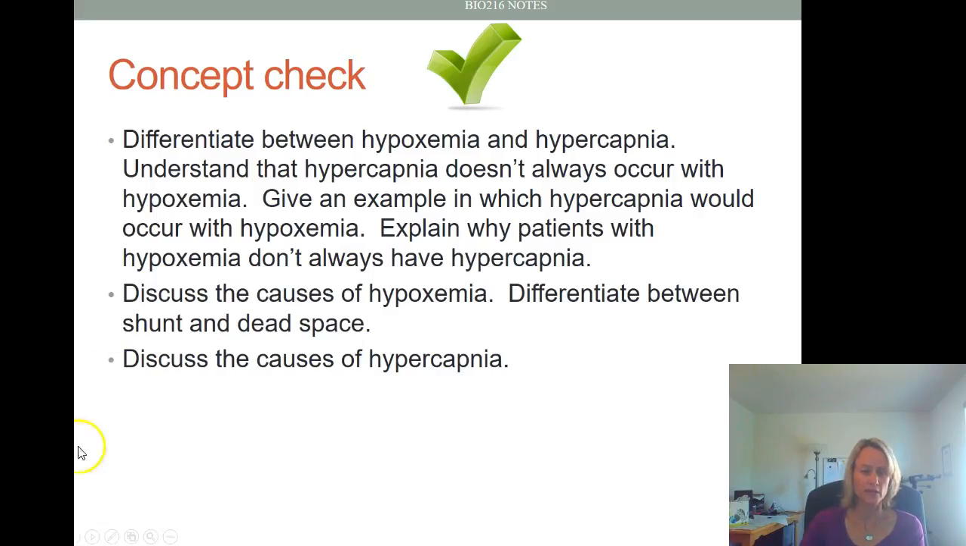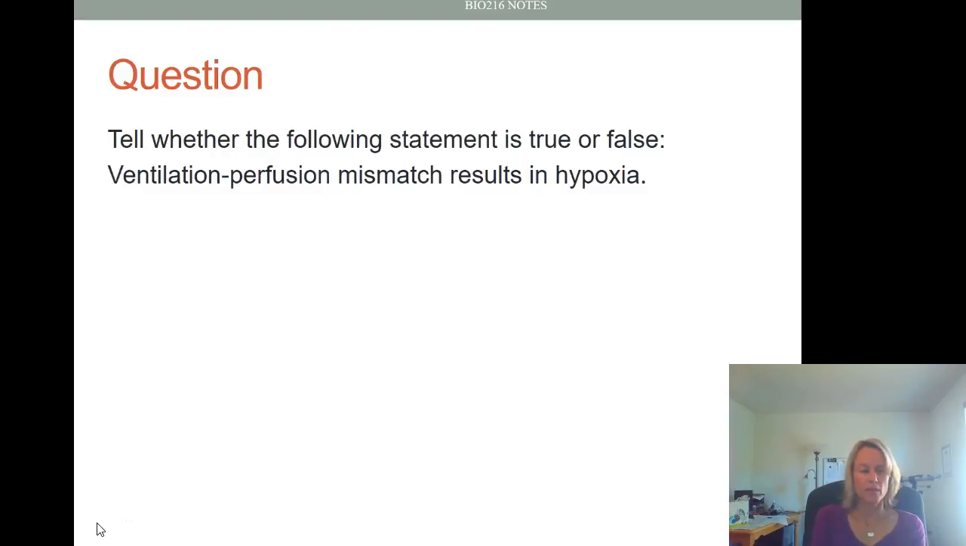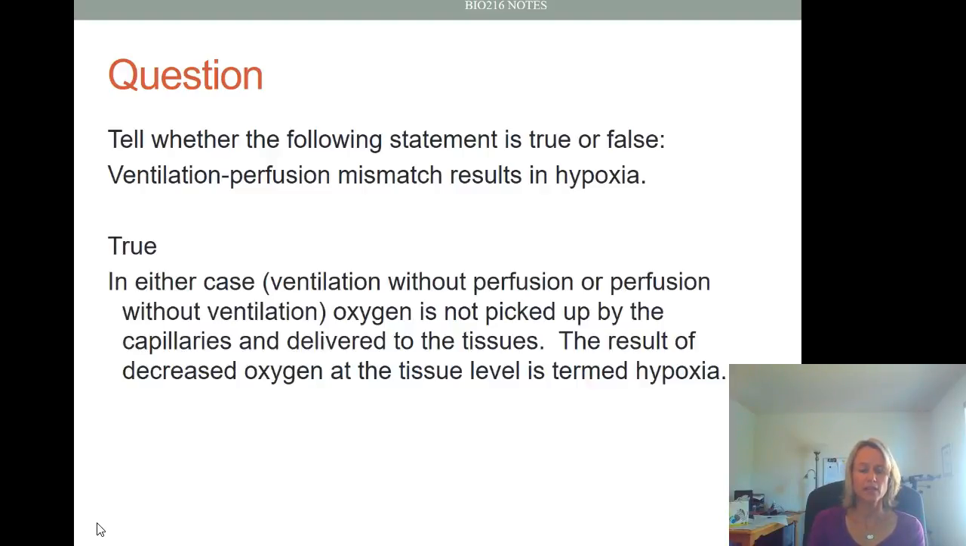Okay, there's our concept check. Okay, you should take a look at those questions. And then answer this question. Tell whether the following statement is true or false. Ventilation, perfusion mismatch results in hypoxia or hypoxemia. And the answer is true. So in either case, ventilation without perfusion or perfusion without ventilation, oxygen is not picked up by the capillaries and delivered to the tissues. And that results in decreased oxygen at the tissue level or hypoxia.